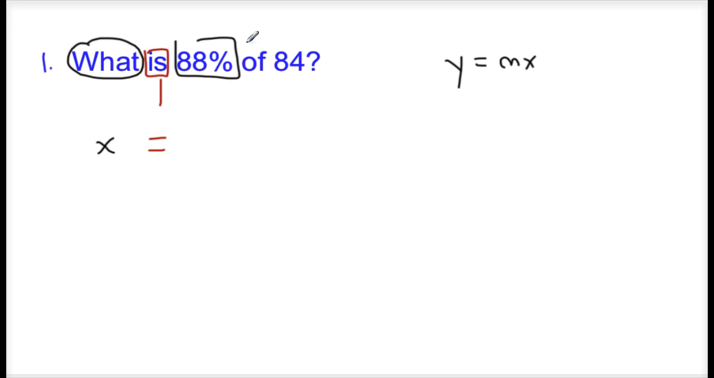88% of 84. So 88% as a decimal is what? 0.88. In math, the word of means to multiply. So I got 0.88 times 84. Now this one's nice and set up already because x is already on one side by itself. So the only thing we have to do is just say x equals 0.88 times 84. And what is 0.88 or 88 hundredths times 84? 73 and 92 hundredths. One down. Next one.